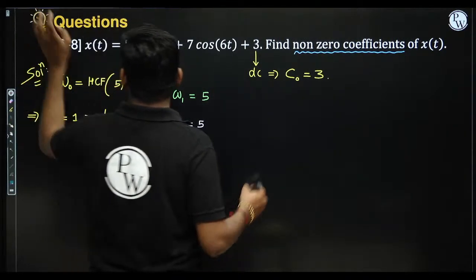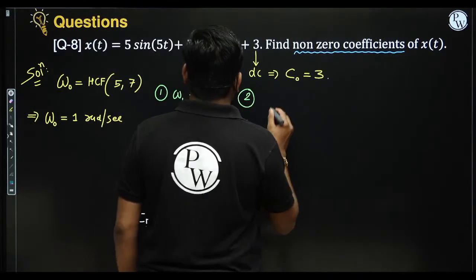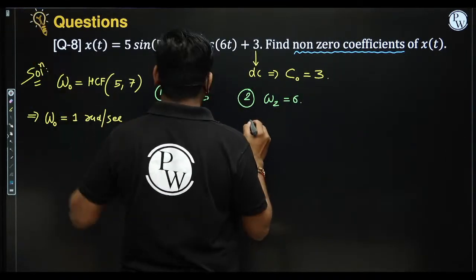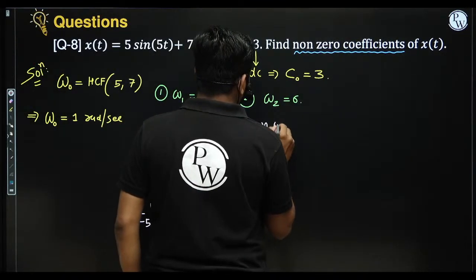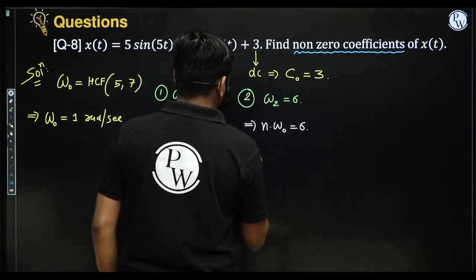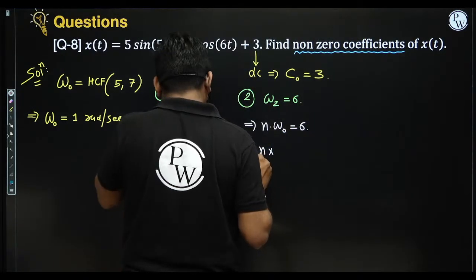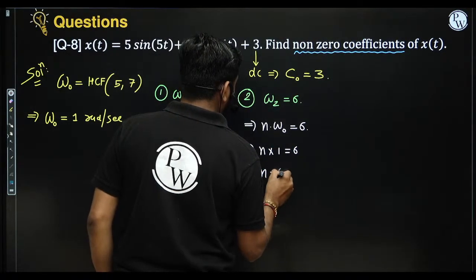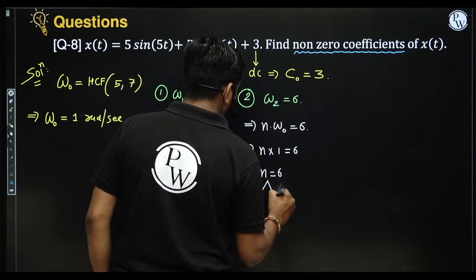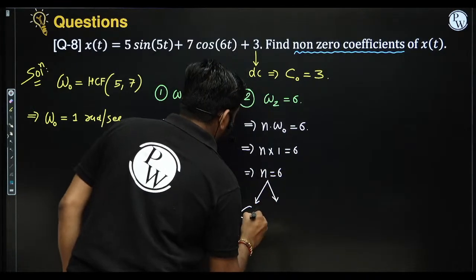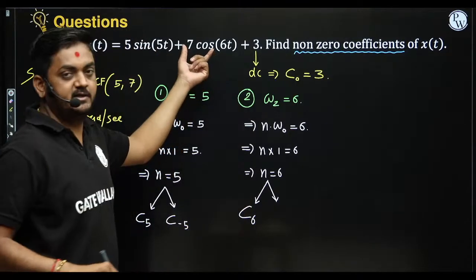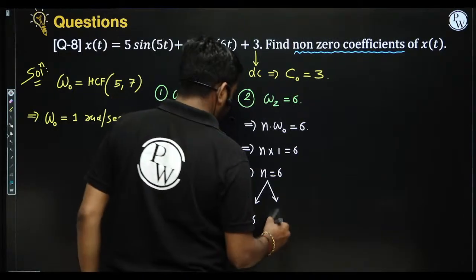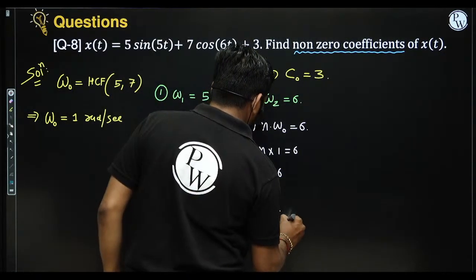In the similar way, second, omega 2 is equal to 6 guys. Omega 2 is equal to 6. So here n omega 0 is equal to 6 guys. So here n into omega 0, omega 0 is 1, which is equal to 6 here. So n is equal to 6. So the corresponding non-zero coefficients are C6, because again this is cos guys. So again e power j 6t plus e power minus j 6t divided by 2. So C6 and C minus 6 are non-zero coefficients.